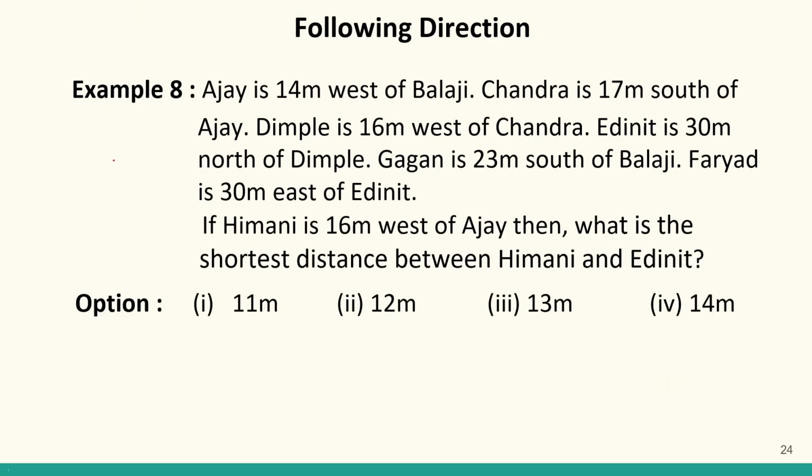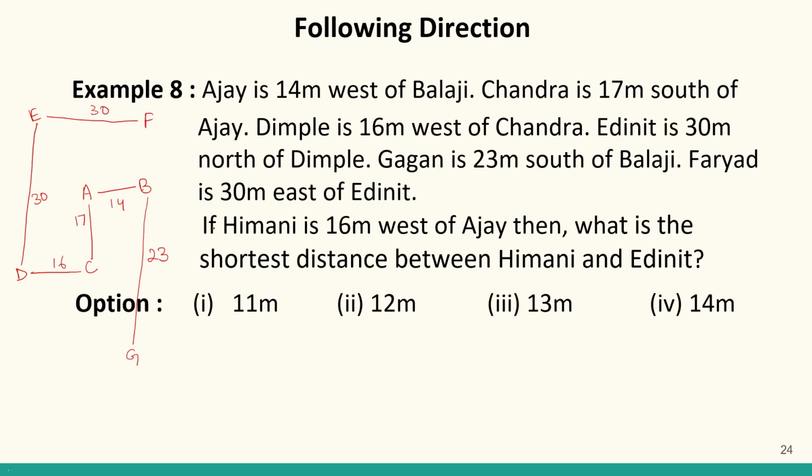Now, same question. Ajay, 14 meter west of Balaji. Chandra, 17 meters south of Ajay. Dimple, 16 meter west of Chandra. Edenit is 30 meter north of Dimple. Similarly, Gagan is 23 meters south of Balaji. And Faryad is 30 meter east of Edenit.